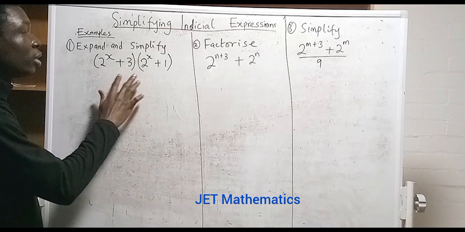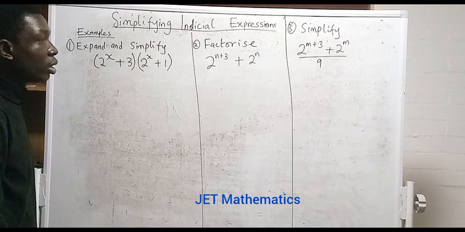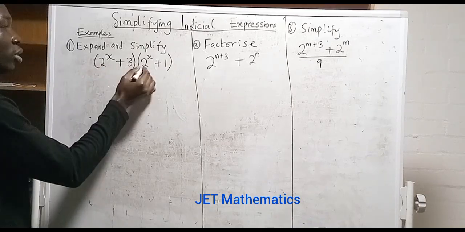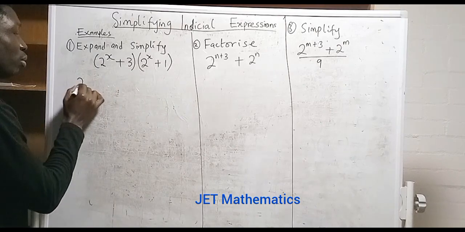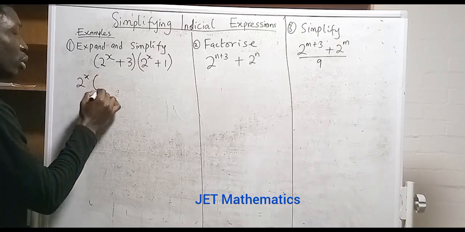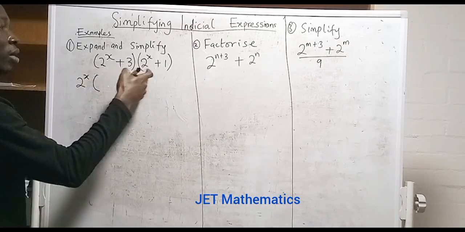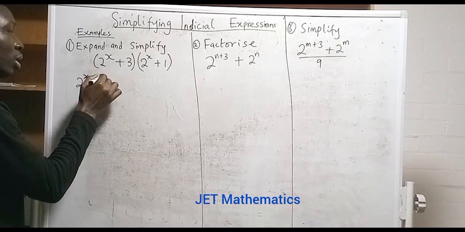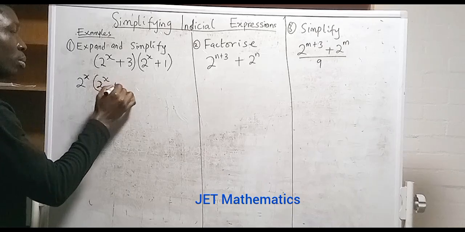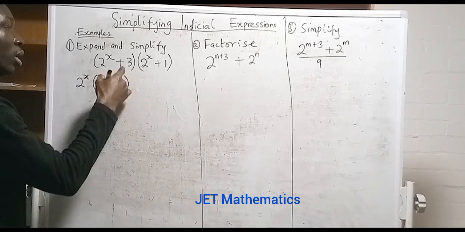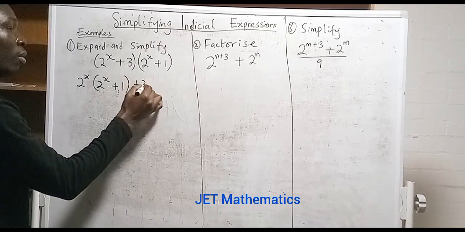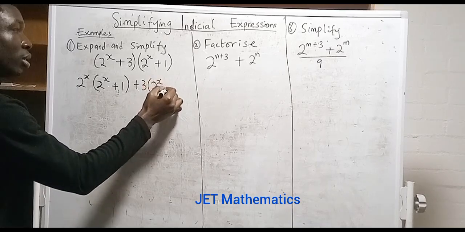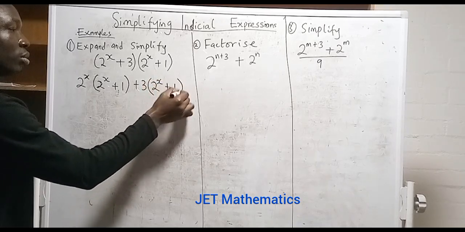Alright, we're going to expand this just the way we expand binomial expressions. So we're going to use this to multiply everything here. So we have 2^x multiply everything in the other bracket, which is 2^x plus 1, and then plus 3 here, multiplying everything here, 2^x plus 1.